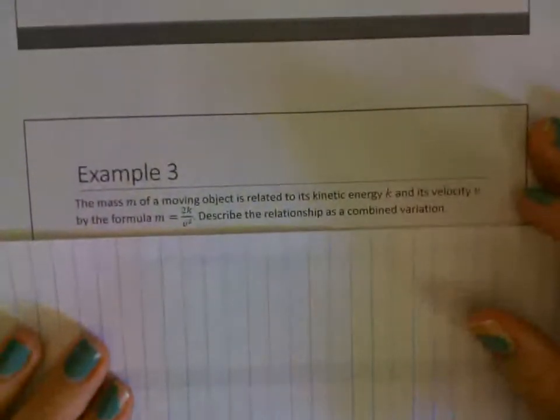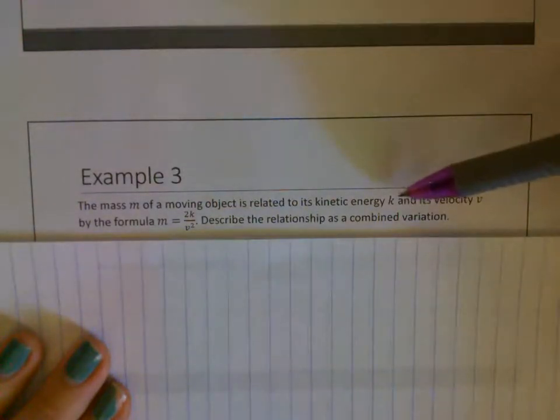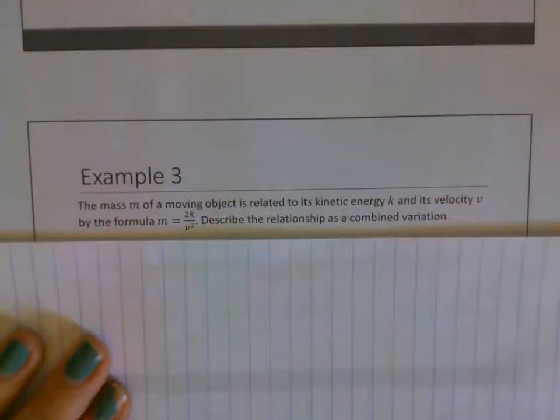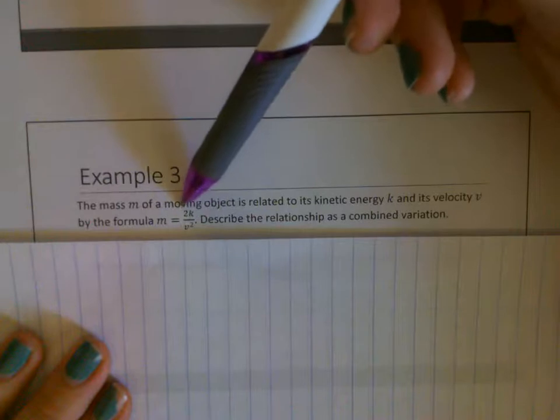So if I wanted to think about this one, it says that the mass m of a moving object is related to its kinetic energy k, and its velocity v by the formula m equals 2k over v squared. So in this case, k is not the constant of variation. They actually told me the constant of variation is 2. And then they want us to describe the relationship as a combined variation. So I'm going to look at how the constant, or 2, is related to each of the variables.